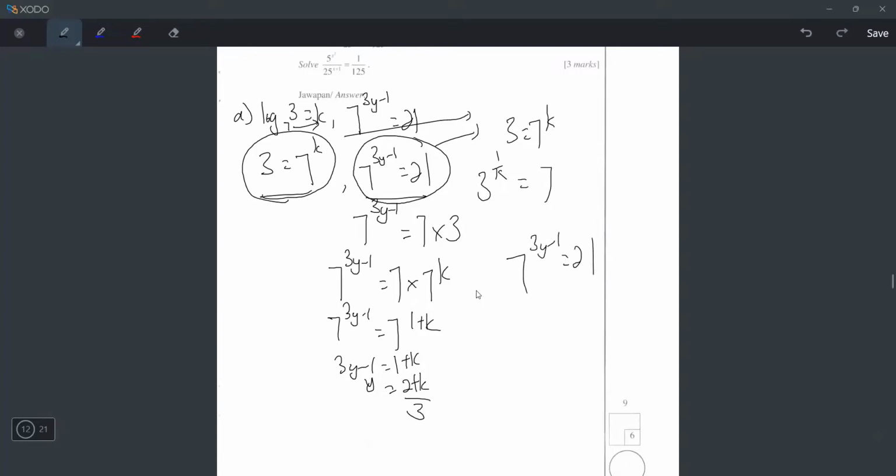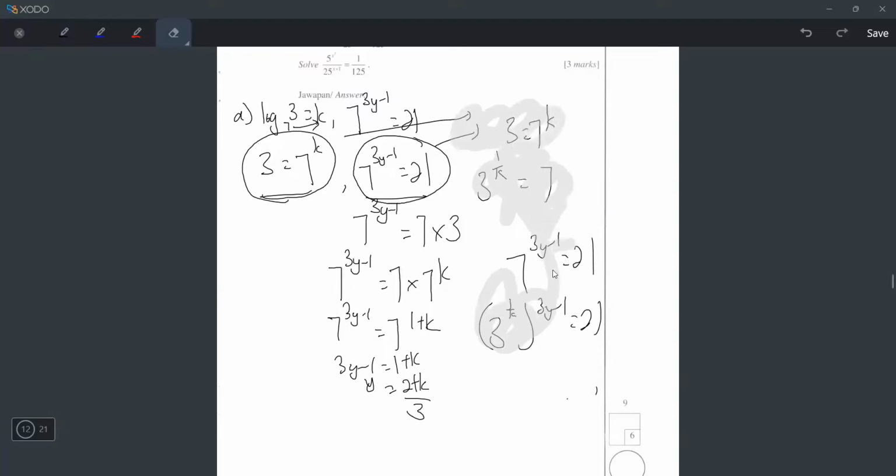And how you combine these two is you make the 7 equal to 3 power 1 over k, and then power 3y minus 1 equals 21, and then 3 power 3 over k y minus 1 over k equals 21. But it's a bit difficult. Just do it like this. No need to make things complicated.